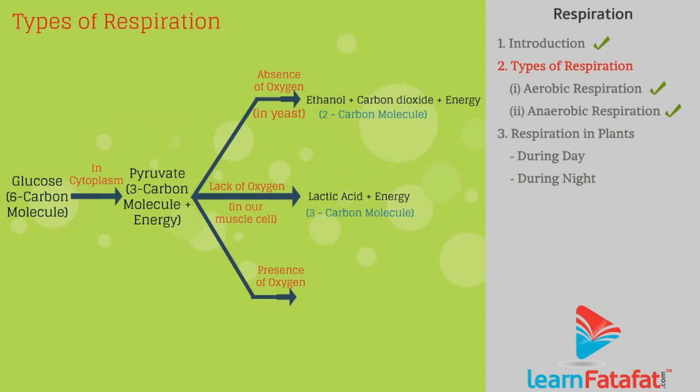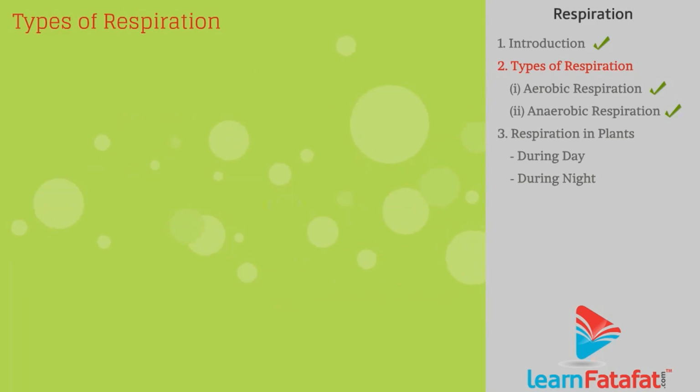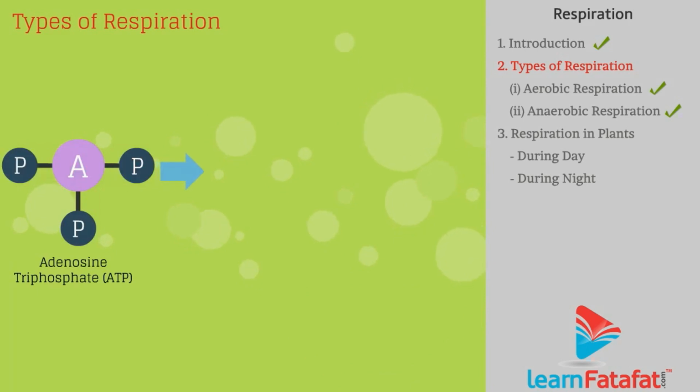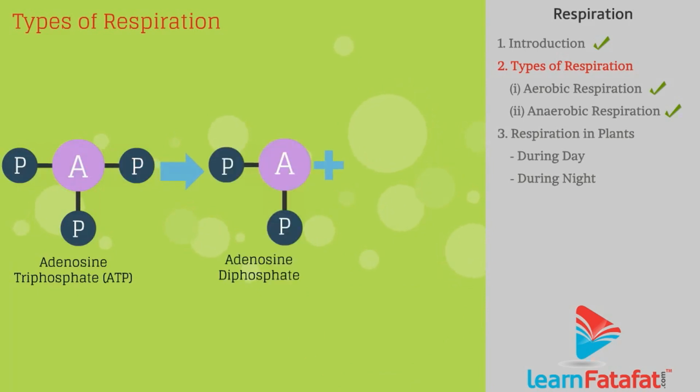Third way, in cells containing mitochondria. Here, the pyruvate molecule is broken in presence of oxygen to form carbon dioxide and water, producing energy. The energy produced during cellular respiration is stored as adenosine triphosphate, ATP molecule, and used by cell organelle whenever required.